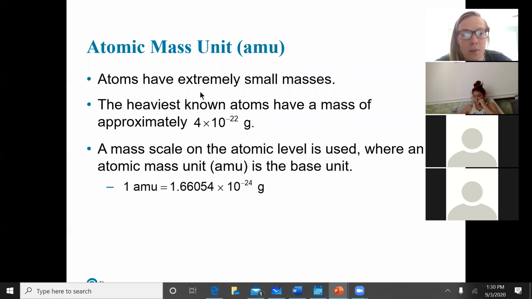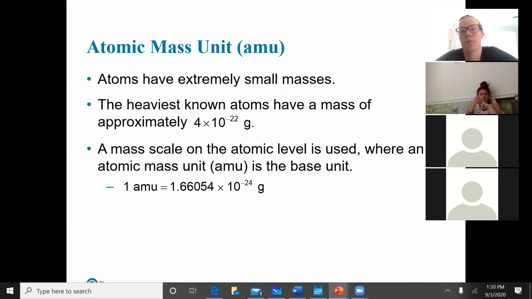Okay. So the AMU, or the atomic mass unit. Atoms have a very, very small mass. The heaviest known atoms have a mass of 4 times 10 to the negative 22 grams, okay? So take that number and move the decimal to the left, 22. So very, very small. As far as a mass scale, scientists wanted to come up with something that would take into account that teeny tininess.